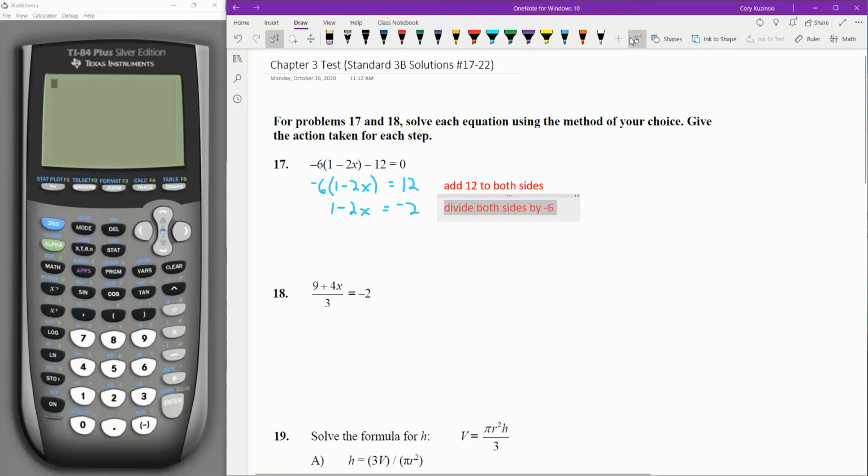All right, getting closer now. Let's get rid of that 1 by subtracting 1 from both sides. So subtract 1 from both sides.